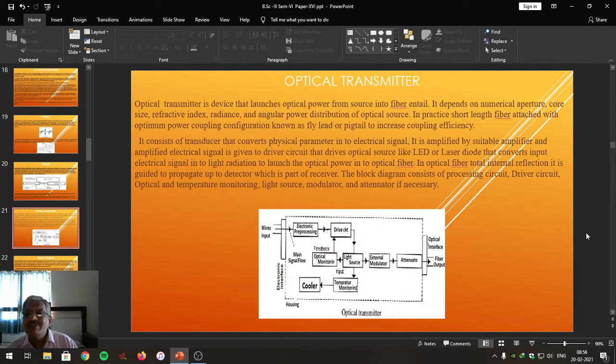Basically, four types of splicing techniques are adopted. One is the fusion splicing technique. The second one is the V-groove splicing technique. The next one is the elastic splicing technique, and so on. By adopting any one of them, two optical fibers are permanently connected with each other.